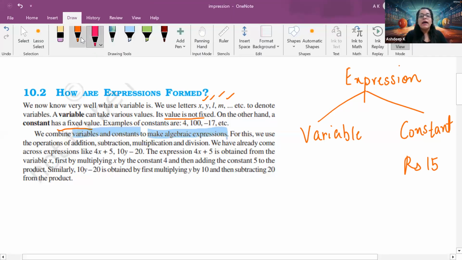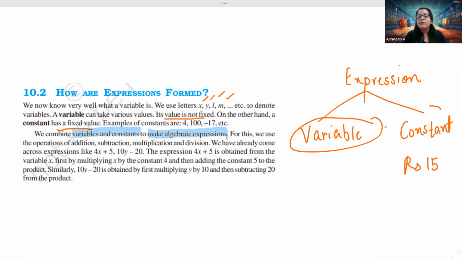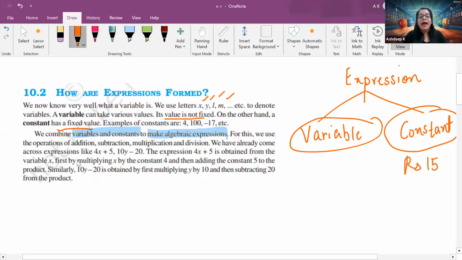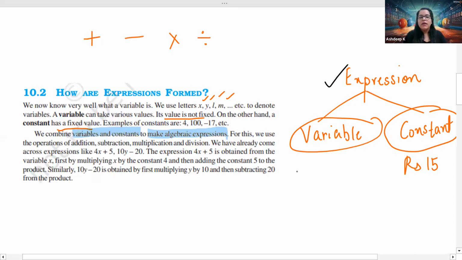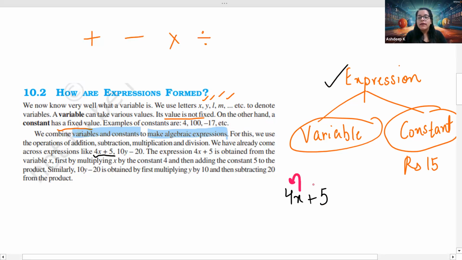So to understand what exactly an algebraic expression is: when variables combine with constants, they combine by using operators. We have different operations in mathematics: addition, subtraction, multiplication, division. When we use these operators along with variables and constants, they become an expression. For example, 4x plus 5. Here we have simply multiplied the variable x with 4, and then added a constant, that is 5. So in total, 4x plus 5 becomes an expression.